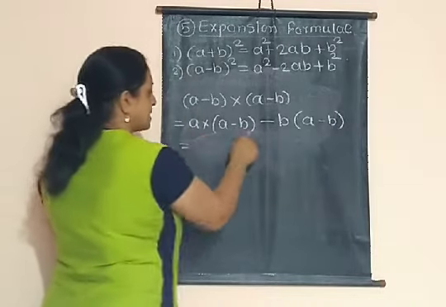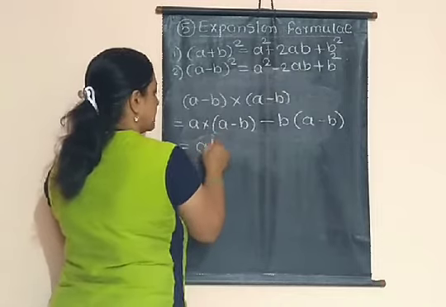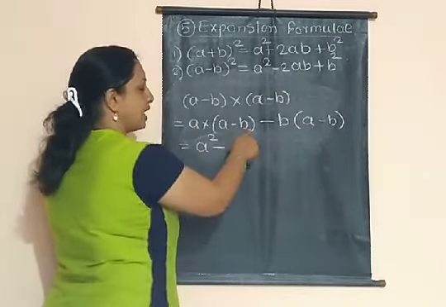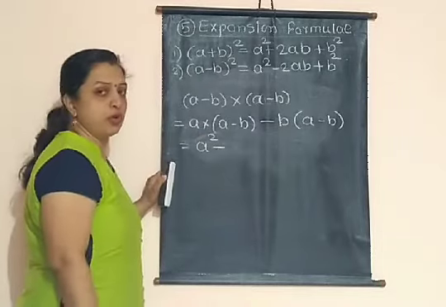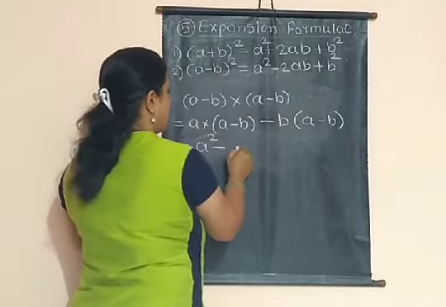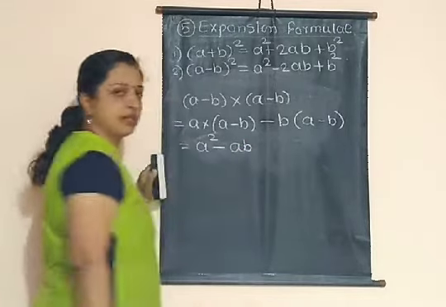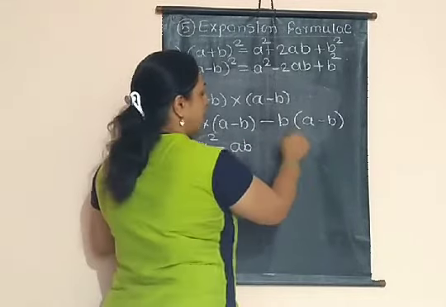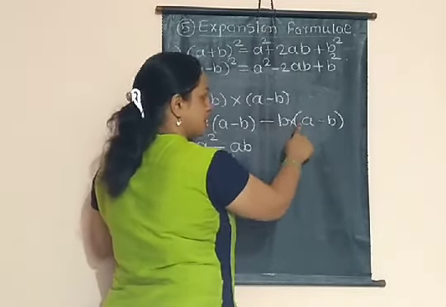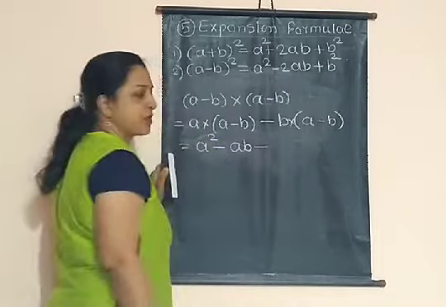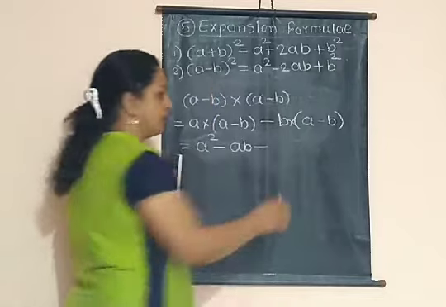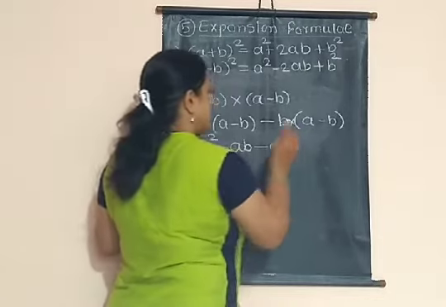Now let us expand this: a into a is a square. There is a minus sign now because one term is positive and the other is negative, so the product should be negative. So a into minus b is minus ab. Then b multiplied by a: this term is negative and this is positive, so the product should be negative. You can write ba or ab, there is no difference, I told you. So this is minus ab.